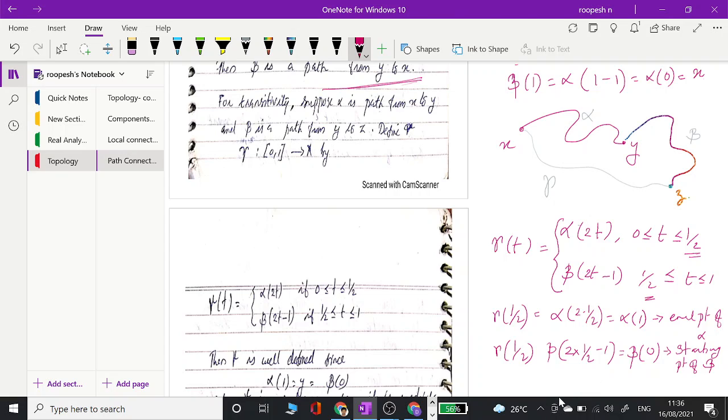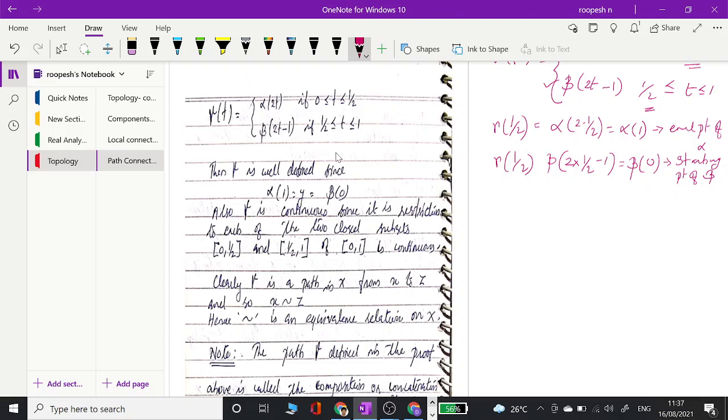See, this is your beta. Where is beta starting? From alpha of 1, right? Wherever alpha ends, there only our beta starts. So these two should be the same. Even if I'm using this formula or this formula at the point 1 by 2, this would result in the same value. So evidently this will give you a well-defined formula for a path from x to z. I have shown that it is well defined, since alpha of 1 equal to y, which is equal to beta of 0.